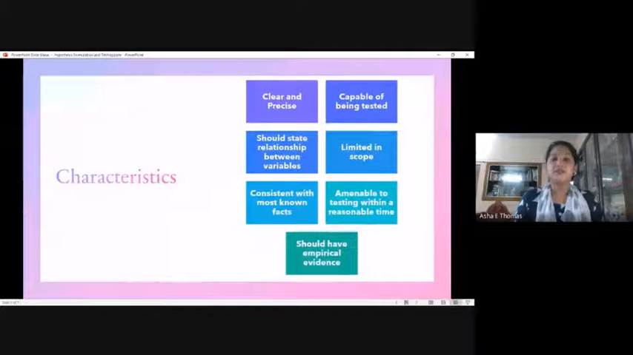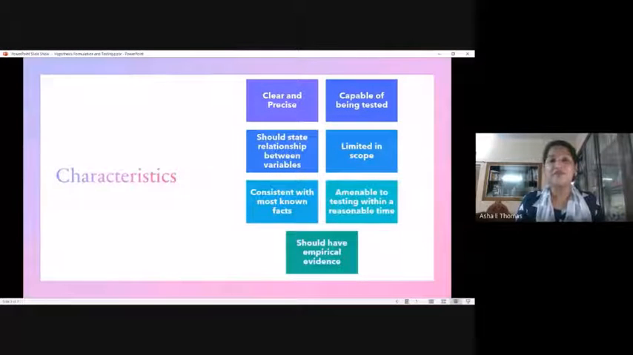Okay. So when I'm talking about this clear and precise, what you have to remember in your mind is, am I able to identify my variables clearly? If I'm able to identify my variables clearly, am I in a position to establish a relationship between them? If I say that I have identified many variables, but I don't know how are they related, if I cannot identify some kind of relationship between these variables, no, I'm not on the right track.